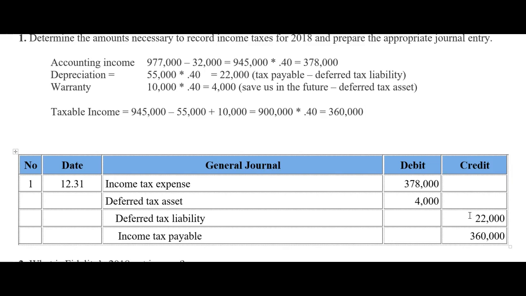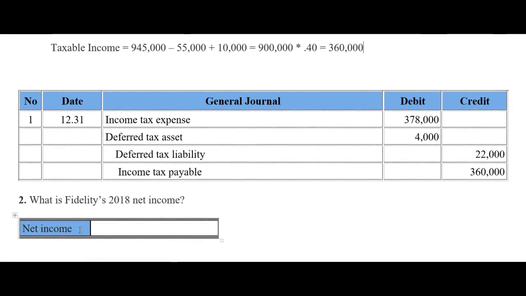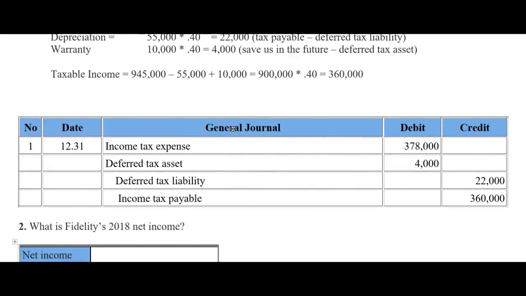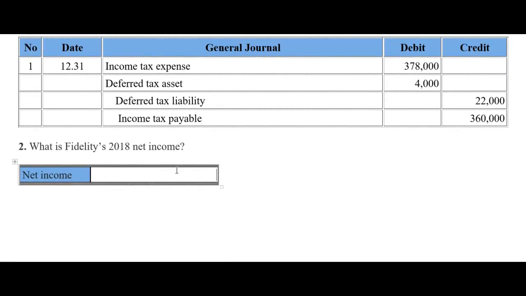So we've got the $4,000 in asset here based on the warranty expense, and then the $22,000 based on the depreciation expense. Now the last question here says, what is Fidelity's 2018 net income? When we go in to find that, we would take our income, 977, minus our tax. Now wait a minute, why are we including the 32? Well, the 32 is still income, it's just not taxable income. So when we take that 977 minus the tax of 378 income tax expense, that's going to give us net income of $599,000.